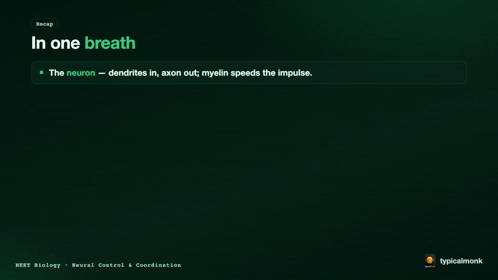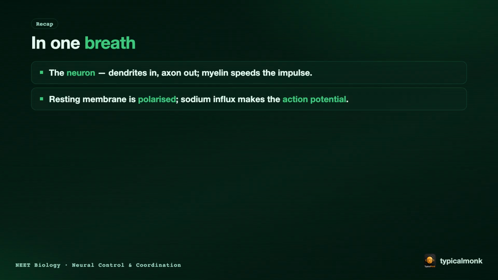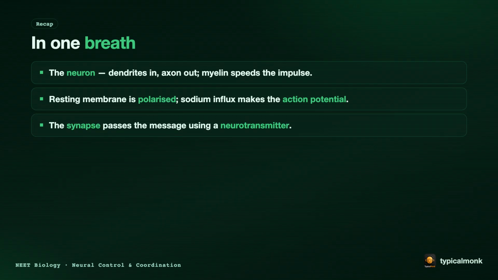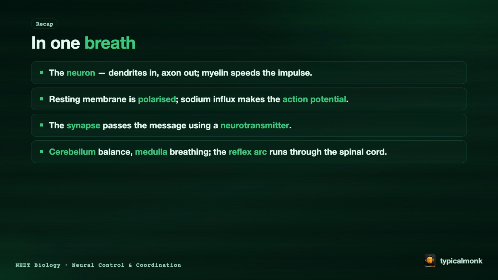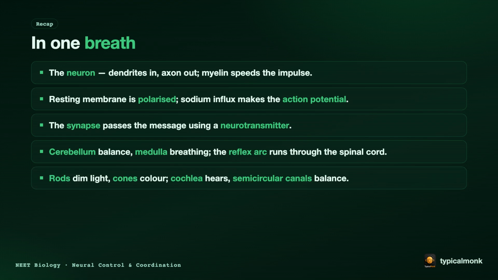Let's gather it all in one breath. The neuron dendrites carry in, the axon carries out, and myelin speeds the impulse. The resting membrane is polarized. A sodium influx makes the action potential. The synapse passes the message using a neurotransmitter. Cerebellum for balance, medulla for breathing, and the reflex arc runs through the spinal cord. Rods for dim light, cones for color, the cochlea hears, and the semicircular canals balance.